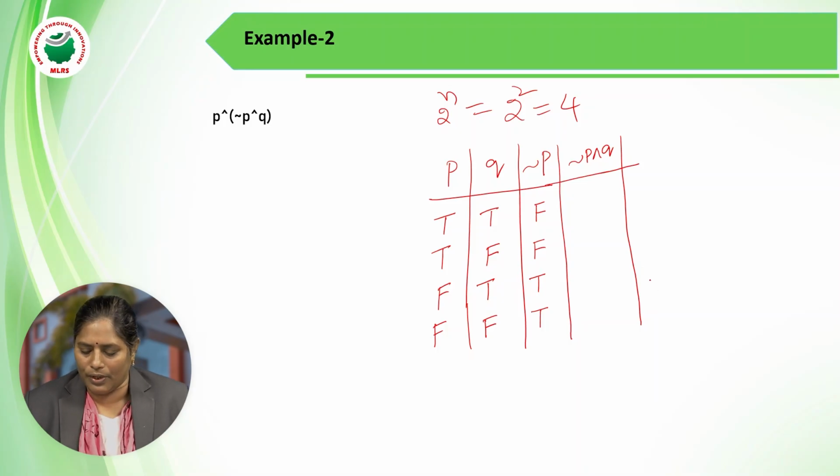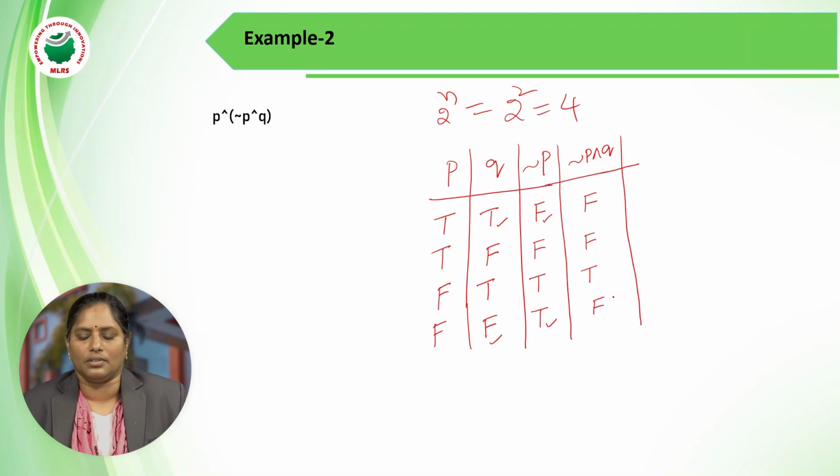Now, I am checking the conjunction operation on the third column and second column. First operation: false, second one is true. So the first statement is false, therefore the and connective is false. Next, both are false, it is false. Again, both are true, it is true. Again, true and false, it is false. If any one statement is false, the conjunction connective will be false.